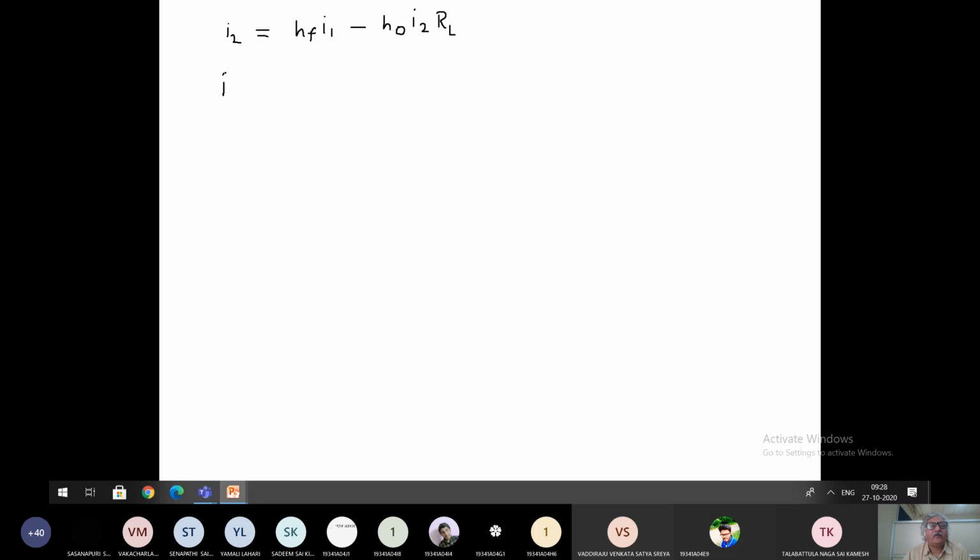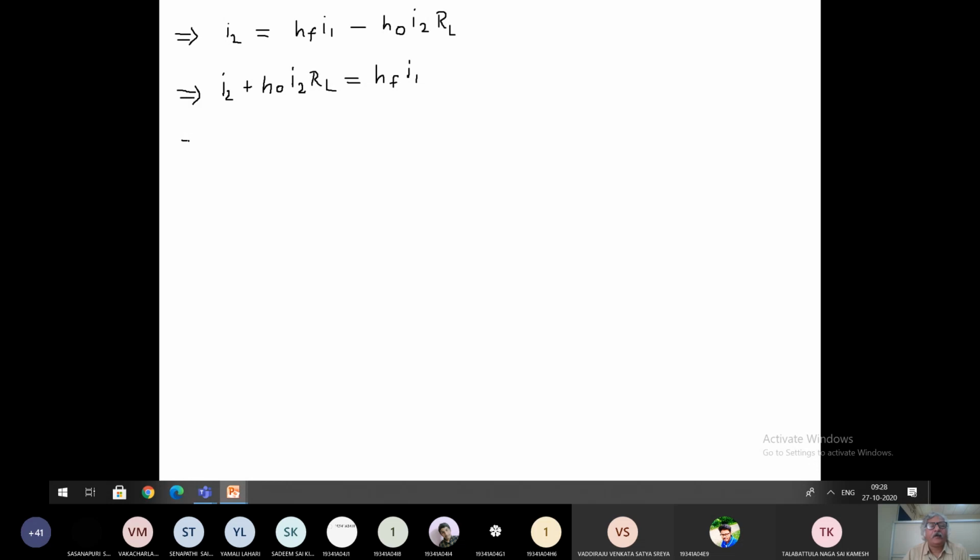So this will be I2 plus H0 I2 RL. This is equal to HF I1, right? Okay, it implies this.